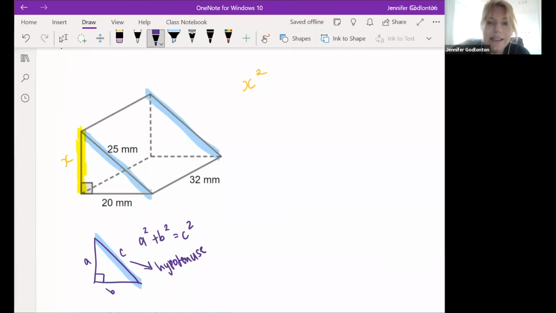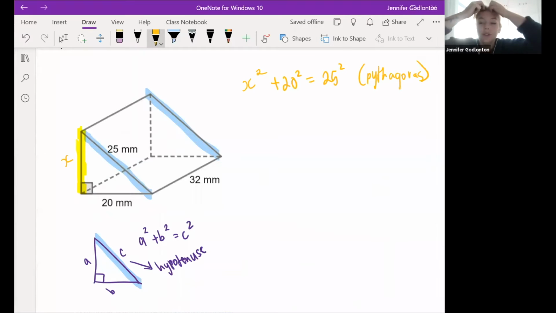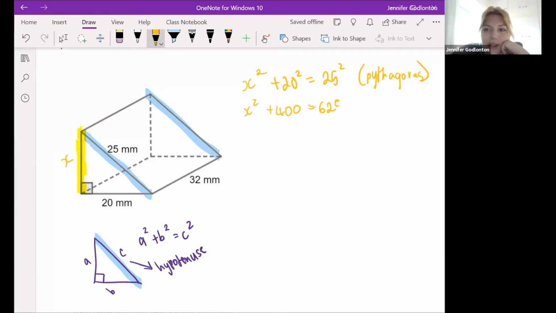So if we're writing this out, we're going to say x squared plus 20 squared is equal to 25 squared, and our reason for that is Pythagoras. You do need to write the whole word Pythagoras. You can't just write Pythag or Pyth. You need to write Pythagoras. So we're going to get x squared plus 400 is equal to 625. I'm going to move that 400 over. So x squared is equal to 625 minus 400. X squared is equal to 225. We're going to square root both sides and we will see that x is equal to 15.